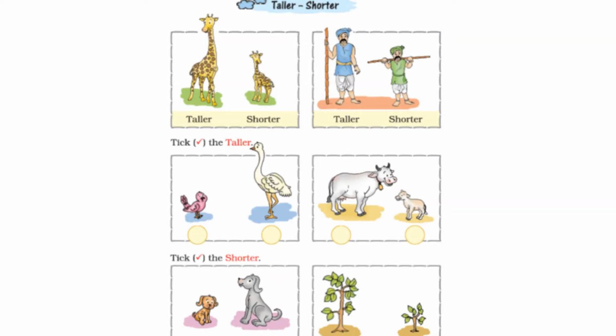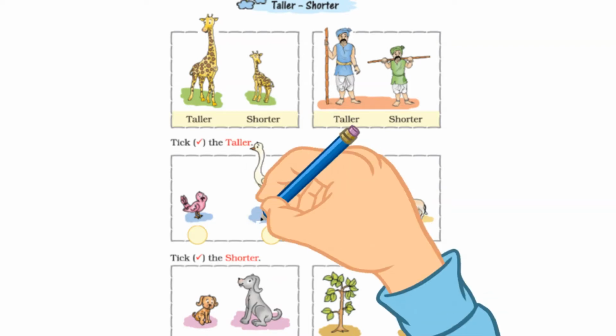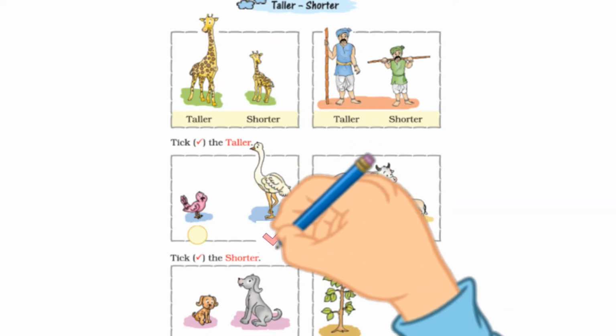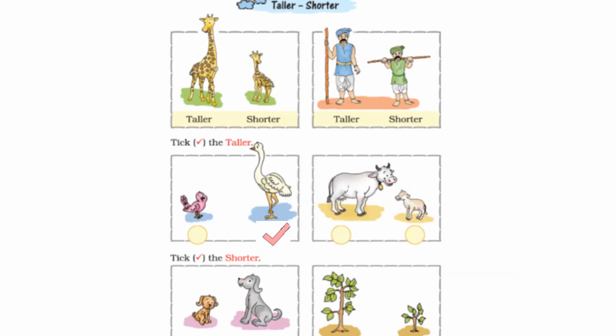They have asked questions. Which is taller among these two birds? Which is taller? ऊंचा कौन है? सबसे ऊंचा कौन है? दोनों में से ऊंचा कौन है? The right one. Yes, the right bird is taller. Okay. Next, there is cow and calf.